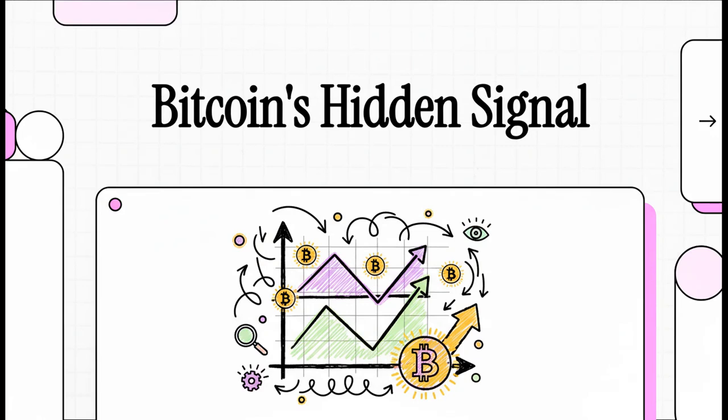Welcome to the Explainer. So today we're going to dig into a single chart, one that seems to be sending two totally different signals about where Bitcoin is headed. One's right there on the surface, but the other one? It's hidden. Let's see if we can crack the code.